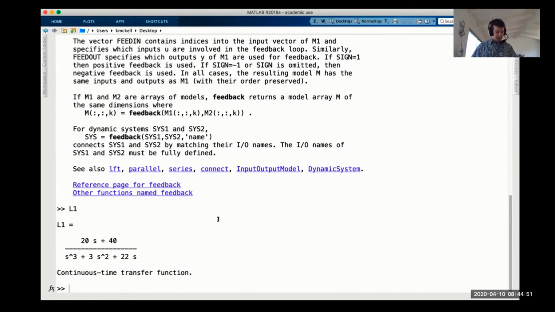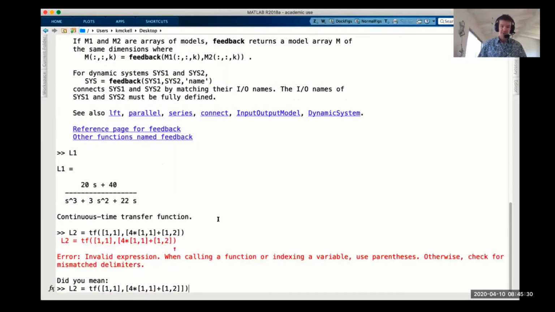Okay, so let's see. Loop 2, I think we can go ahead and just build loop 2 on our own. We don't have to use the feedback command here. So the numerator was s plus 1, so that's 1 comma 1. And the denominator was 4 times s plus 1 plus s plus 2. Okay, so I'm doing a little trick here. I'm using the fact that arrays act like matrices, and so I can add them like matrices, and I can multiply them by scalars. And so, oh, darn it.